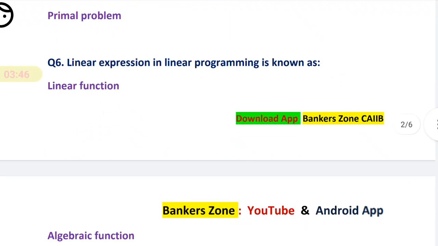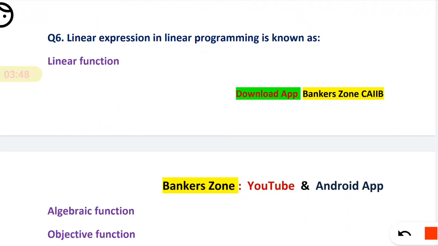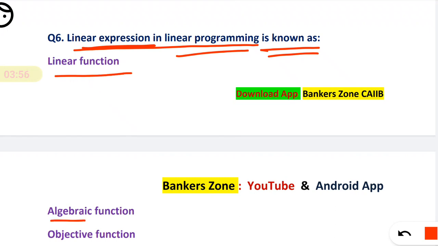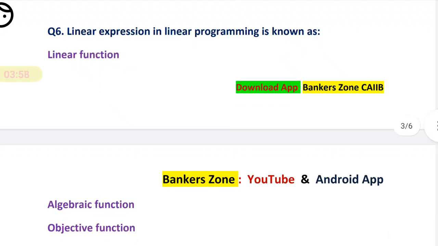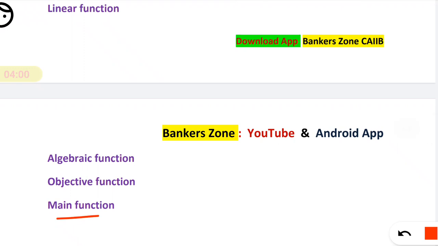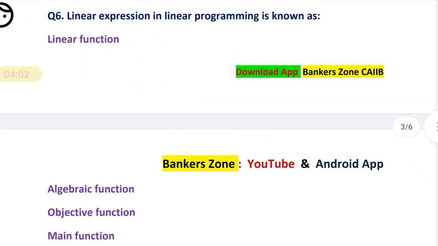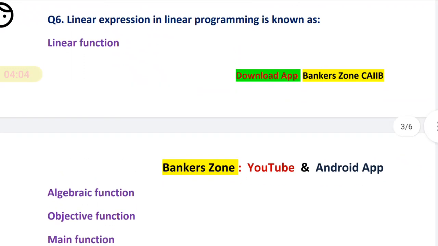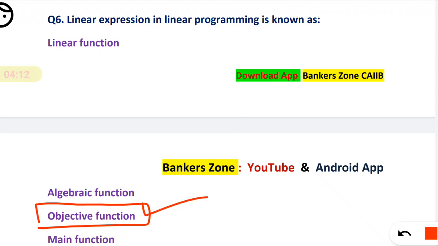Next, question number 6. Linear expressions in linear programming are known as what? The options are: linear function, algebraic function, objective function, and the last option is main function. So friends, remember, in linear programming the linear expression is called the objective function. It is the objective function.